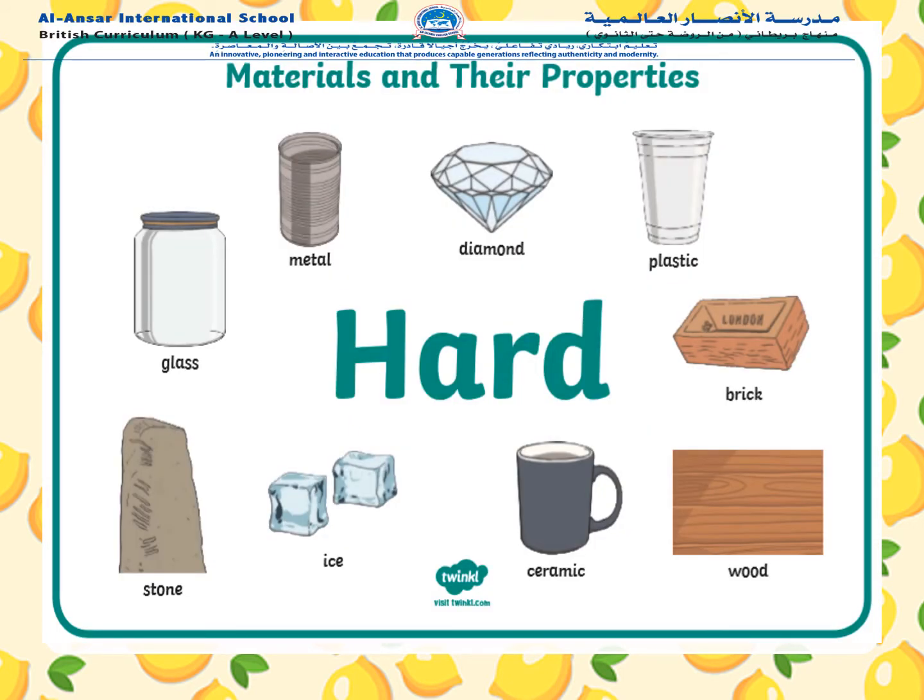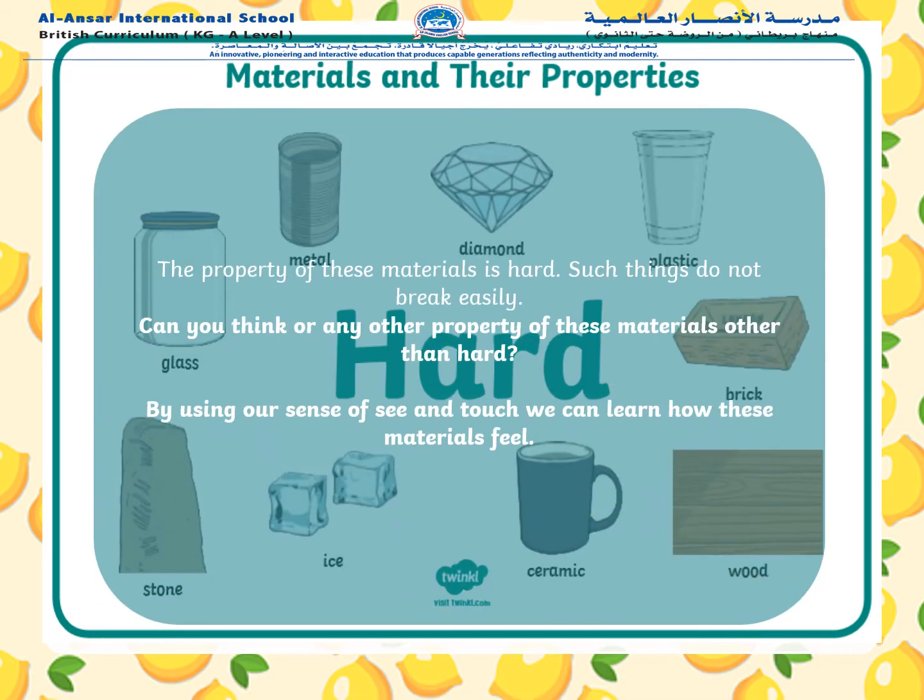Let's consider some more objects and their properties. Here you can see lots of things. The property of these things is hard. But sometimes the properties of things can be more than one. Can you think of some other properties other than hard? By using our sense of seeing and touch, we can learn how these materials feel. For example, some of them feel hard when you touch them, but they're also smooth at the same time.